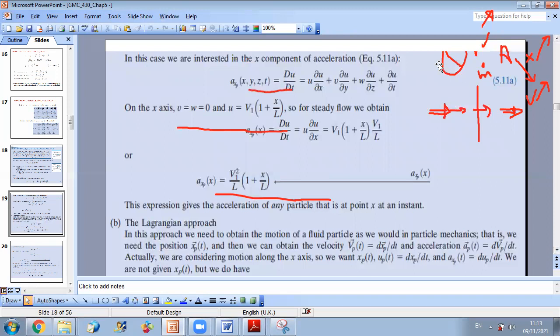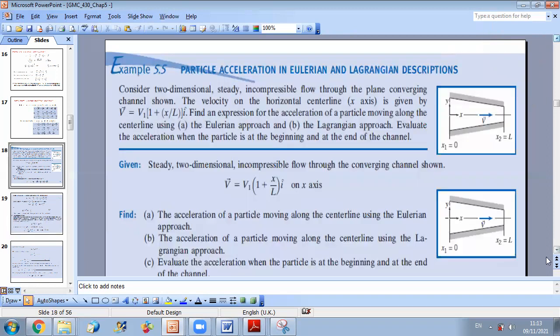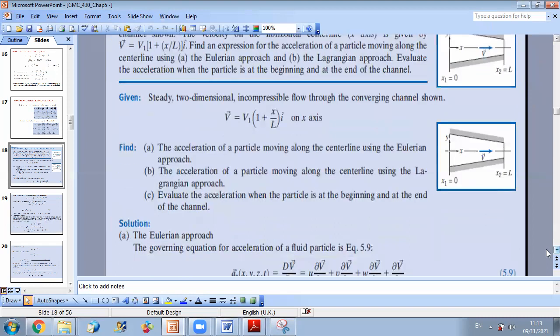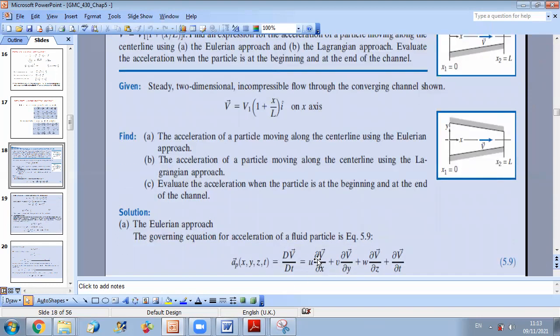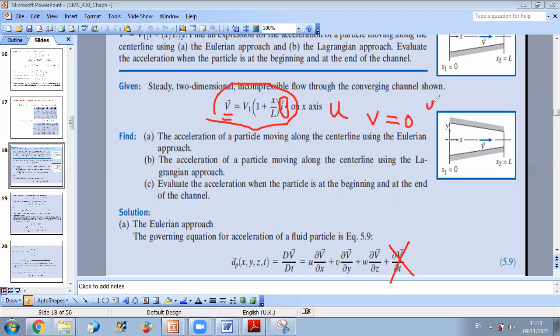We have defined together that the acceleration of a particle is given by dv by dt, which is equal to u del v vector by del x, plus v del v vector by del y, plus w del v vector by del z, plus del v by del t. Now, if we look at the expression of velocity, the velocity is independent of time, so this term will cancel out. Also, the velocity is restricted only to a component along i, so we only have the u component, and the v component is 0, and the w component is 0.